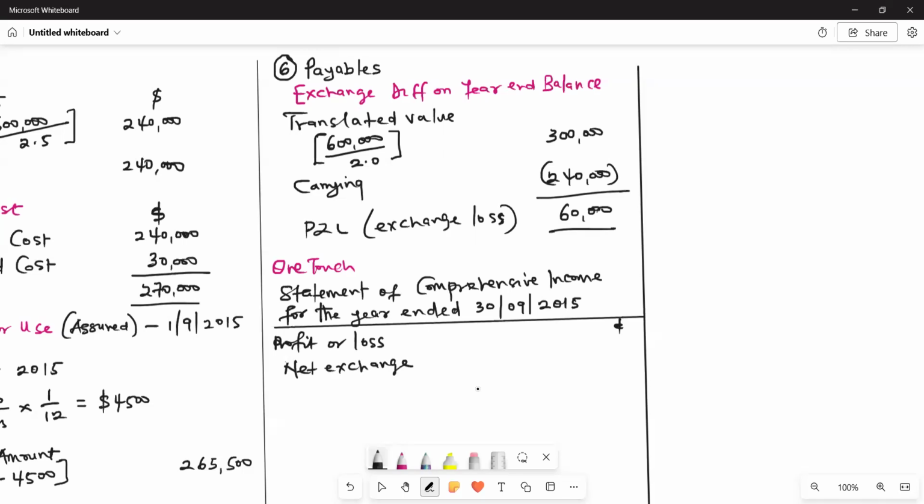Net exchange loss, 60,000. So next I can leave it like that. Ideally, loss, you put it in brackets if you want to. Once you put it in brackets, then remember the depreciation too is an expense. So that one too, you put it in brackets. You cannot put one in brackets and leave the rest. I know somebody will say it's in dollars.